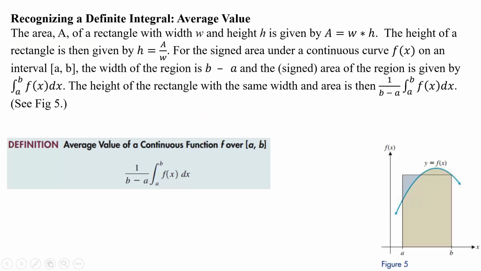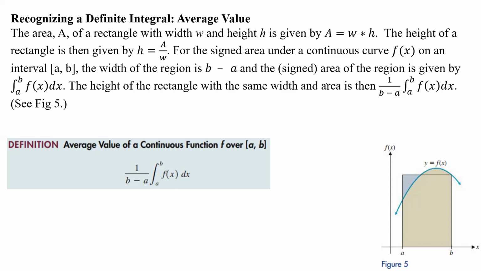So here we have to recognize the definite integral. So this is using the average value. So the area A of a rectangle with width W and height H is given by area equals width times height. Now the height of a rectangle is given by the height equals A divided by W. So for the signed area under a continuous curve f of x on an interval a to b, the width of the region is b minus a. So, b minus a, that's our width here. And the signed area of the region is given by the integral from a to b of f of x dx.